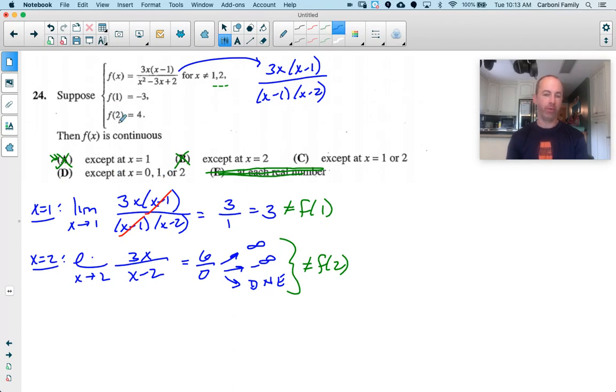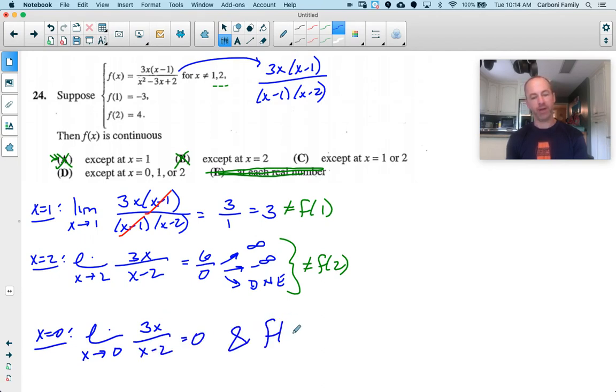They didn't tell me what f of 0 is, but x equals 0 would apply to this top function. So for x equals 0, for the limit, we'll do the limit as x approaches 0 of, and we can use the reduced version, 3x over x minus 2, and that would end up giving you 0. We also need to find f of 0. They did not provide it this time like they did with 1 and 2.